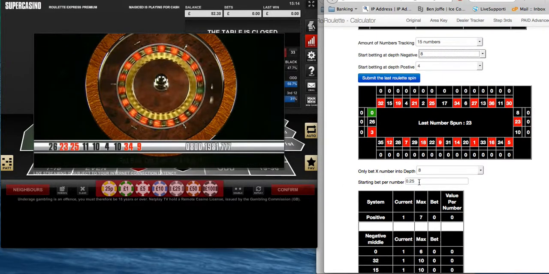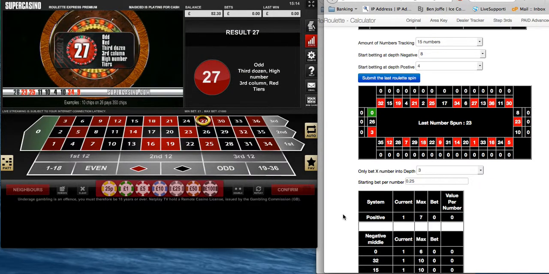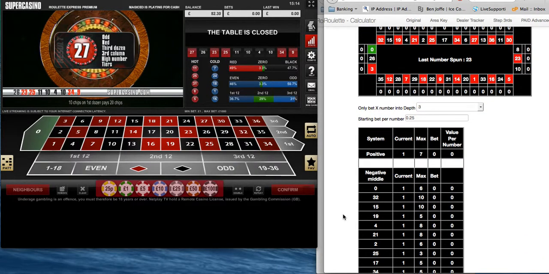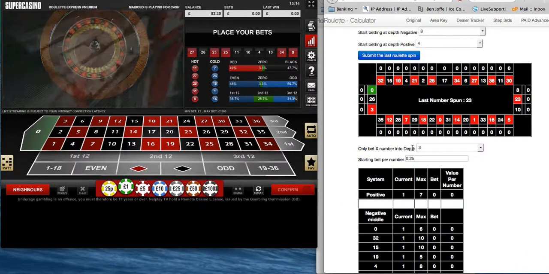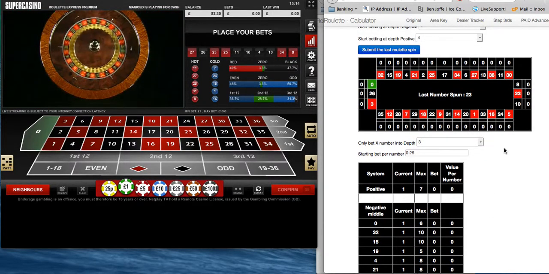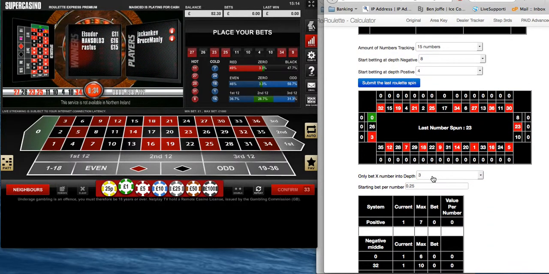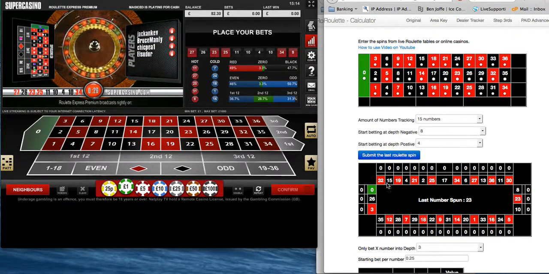Starting bet's at 25p. Only bet a certain number into the depth. Basically that means when you start a run, how many bets you would do. So I'm just going to set that at 3. And there is a step system that we'll be covering in a different video, which means if you go past that, you should cut out and not bet, and have a look at the step video that we're going to upload. The problem is if you carry on chasing a particular win, it can get very expensive. So let's just enter the rest of the numbers.